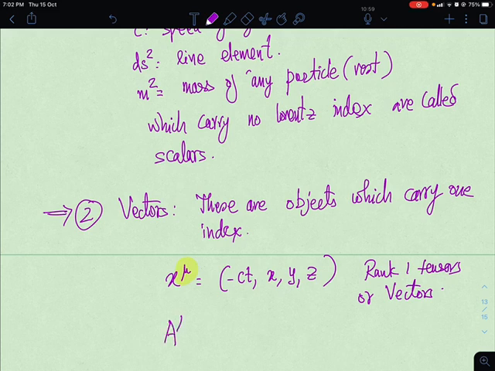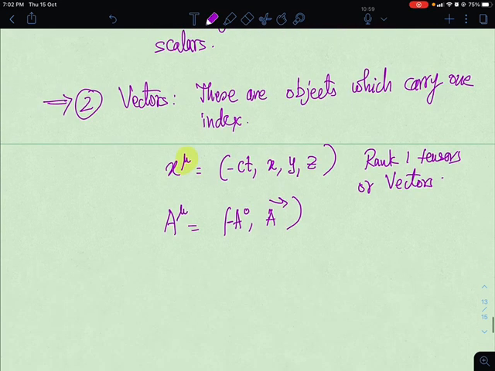What are the other objects? For example, there is A mu, which you can write as (A0, minus A bar), with a minus sign because it is contravariant; the covariant one carries no sign. Similarly, any object you can write down which has one index will be called a rank 1 tensor or a vector. We will introduce some interesting scalars and some interesting vectors below. But to complete the discussion, the third class which is important is called tensors.